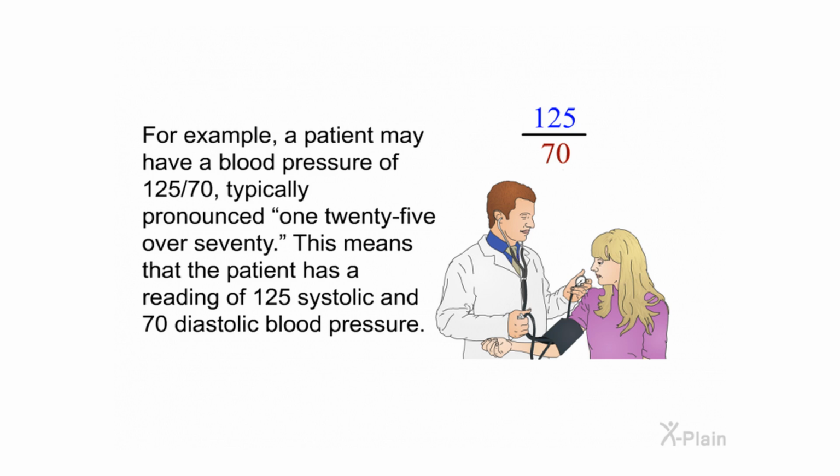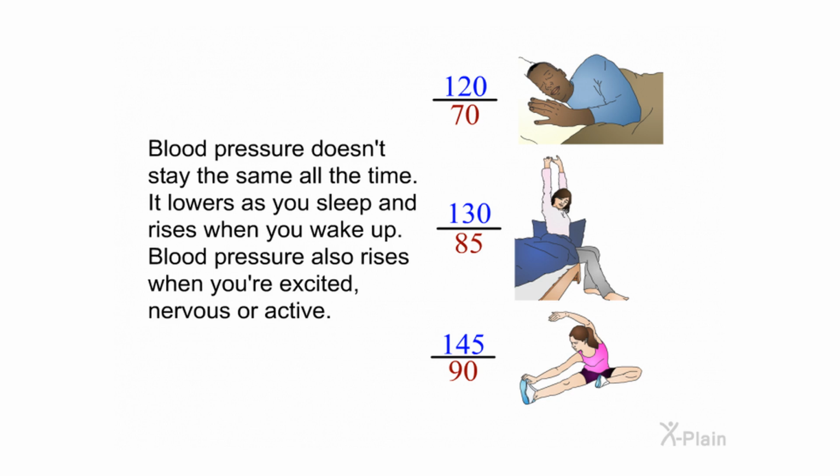For example, a patient may have a blood pressure of 125/70, typically pronounced 125 over 70. This means that the patient has a reading of 125 systolic and 70 diastolic blood pressure. Blood pressure doesn't stay the same all the time. It lowers as you sleep and rises when you wake up. Blood pressure also rises when you're excited, nervous, or active.